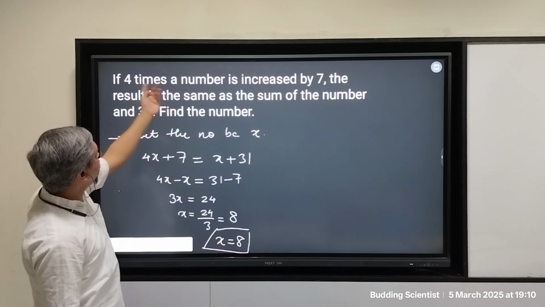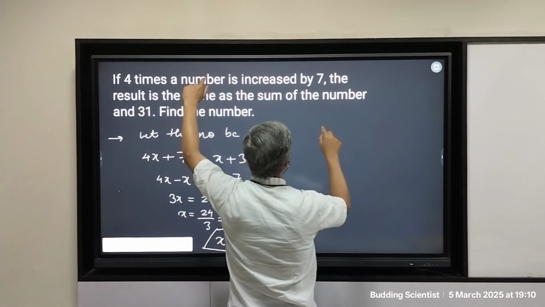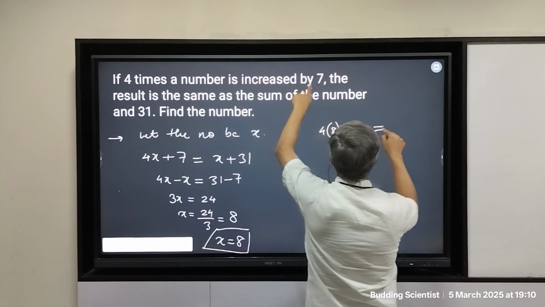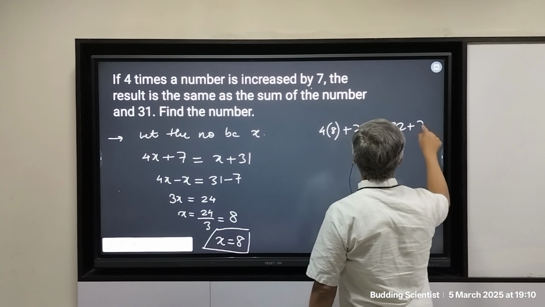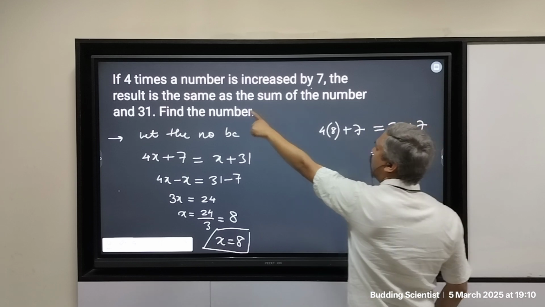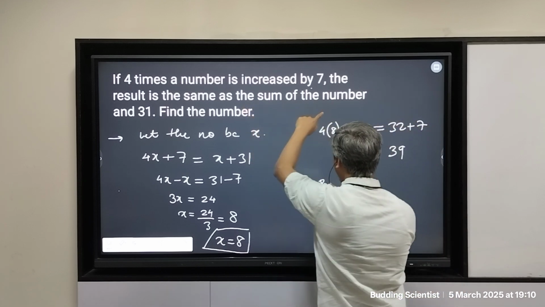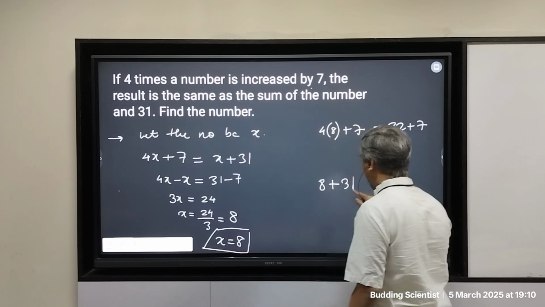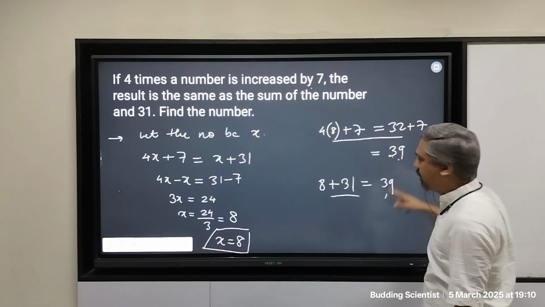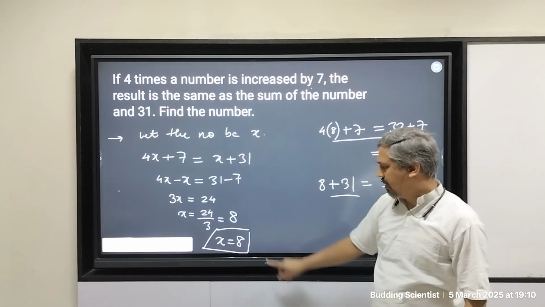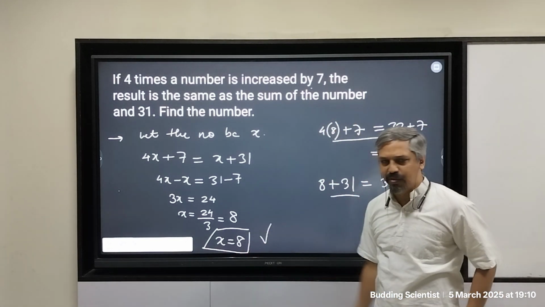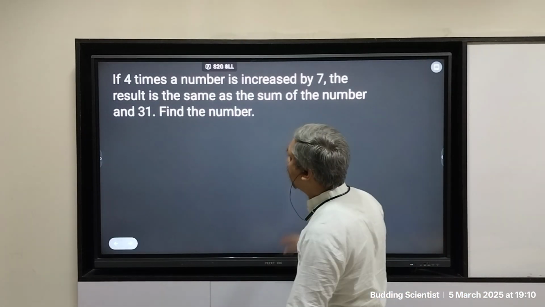Let's check. 4 times a number is 4 into the number 8, is increased by 7. This will be equal to 32 plus 7. That's 39. Is equal to the sum of the number, the number is 8, and 31. 8 plus 31 is also 39. Yeah, this and this is equal, 39, 39. The answer is right. If this matches, if the given criteria is completely satisfied, that means our answer was right. Let's solve the next one.